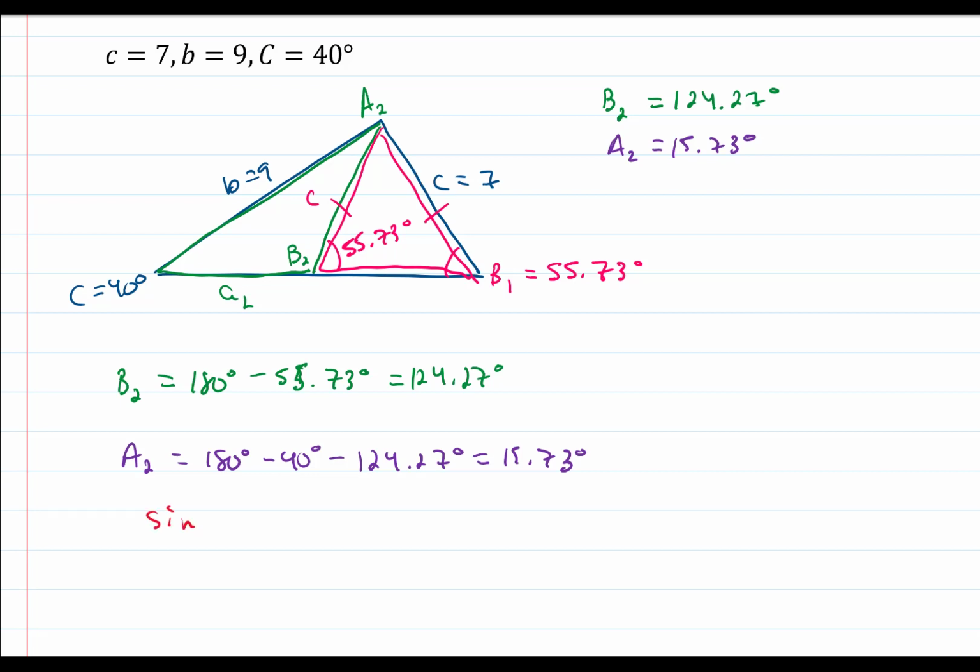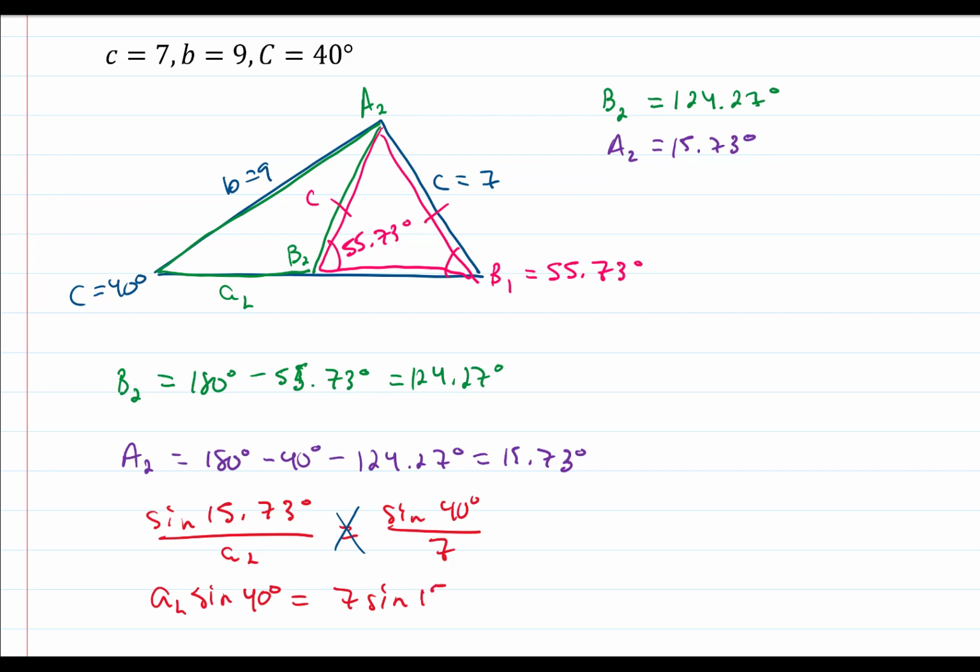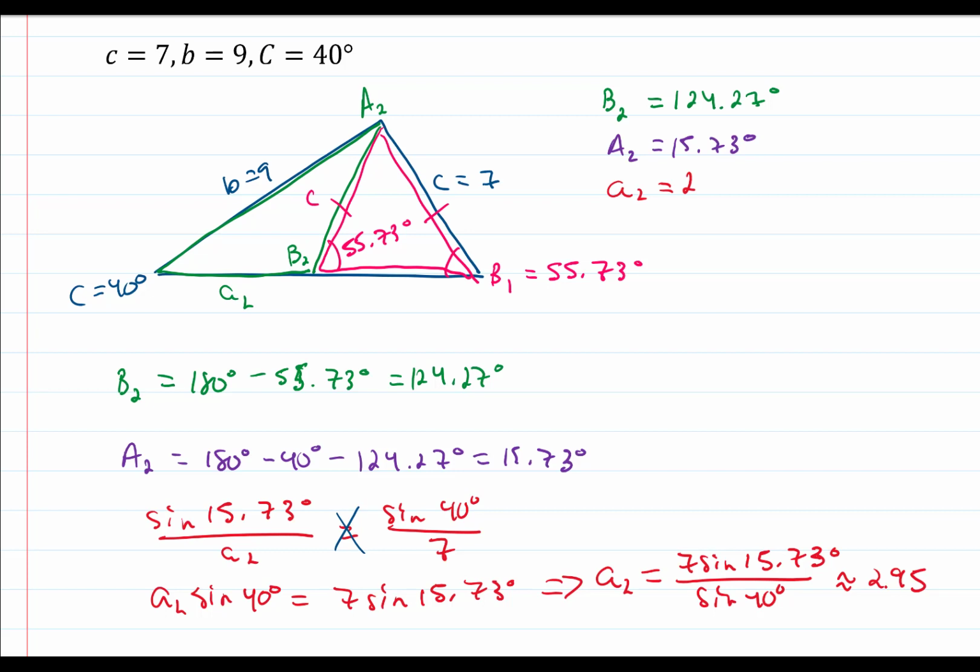So we're going to use sine of angle A sub 2, which is 15.73 degrees, divided by side A sub 2 is equal to, and again here we have a choice, but I'm going to use angle C and side C because they're exact. So we have sine of 40 degrees over 7. We are going to cross multiply the proportion to get a result of side A sub 2 times sine of 40 degrees is equal to 7 times sine of 15.73 degrees. Dividing both sides by sine of 40 degrees means that A sub 2 is equal to 7 times sine of 15.73 degrees divided by sine of 40 degrees. Now using our calculator to approximate the value of side A sub 2, we get approximately 2.95 units. So now we know side A sub 2 is equal to approximately 2.95 units.